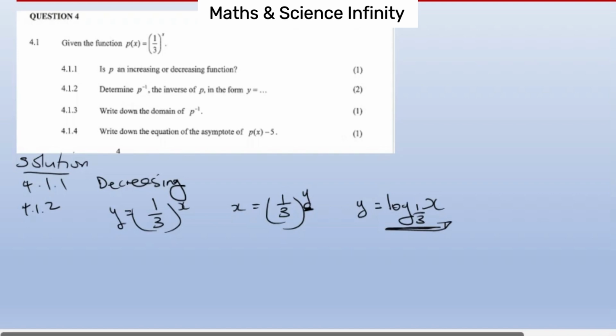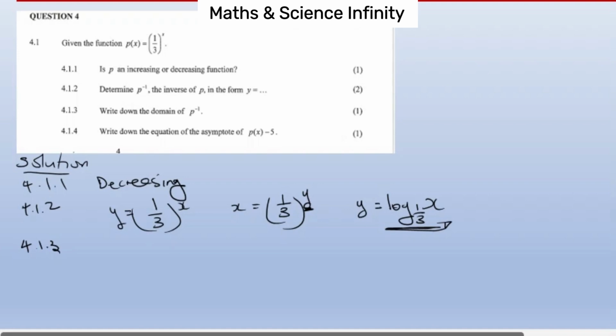And then you get your 2 marks. The first thing you do is swap the variables and then make y the subject of the formula, and this will be your answer. Now I hope we're moving together. Now let's go to 4.1.3. They say write down the domain of the inverse of p.